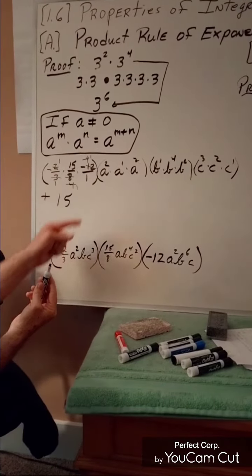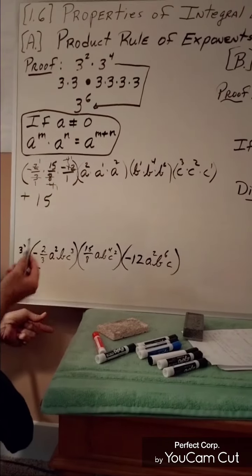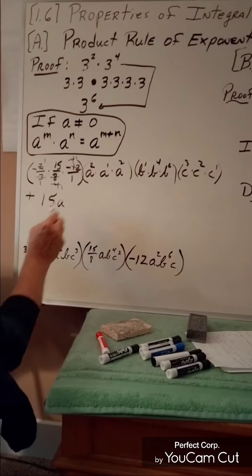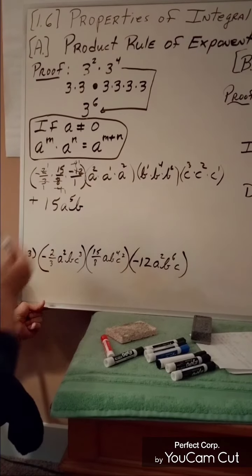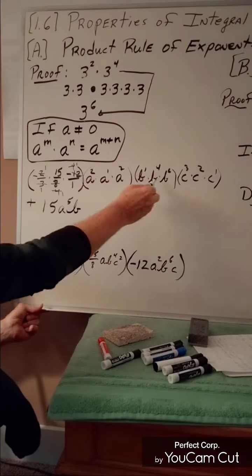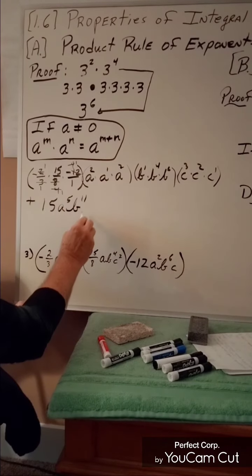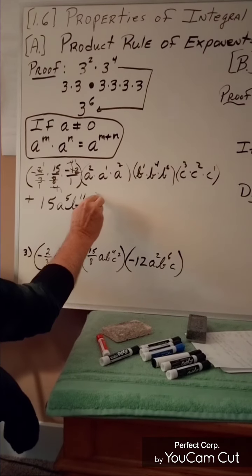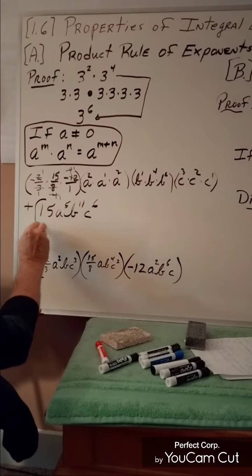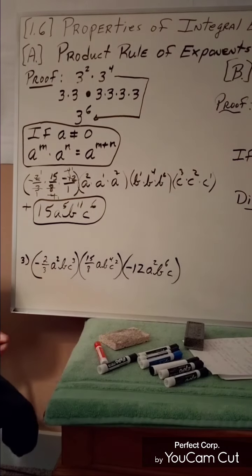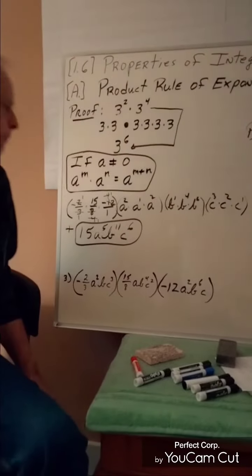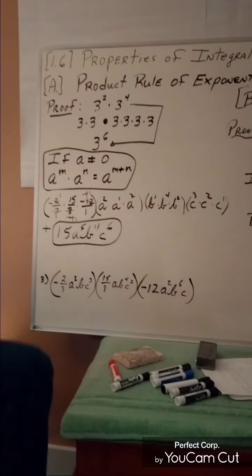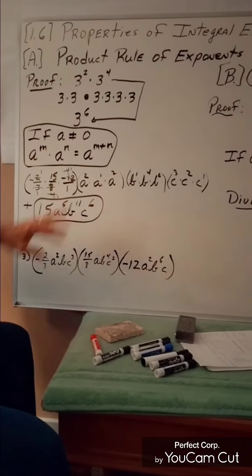And now the rest is the product rule. Bring down the common base of A, add the exponents to the 5th. Bring down the B right next to it, add the exponents, I believe to the 11th. Bring down the C, add the exponents, that's to the 6th. Done. Yes, I'm a firm believer of the groupings. I believe it will pay off when we do that. Okay? That's the product rule.